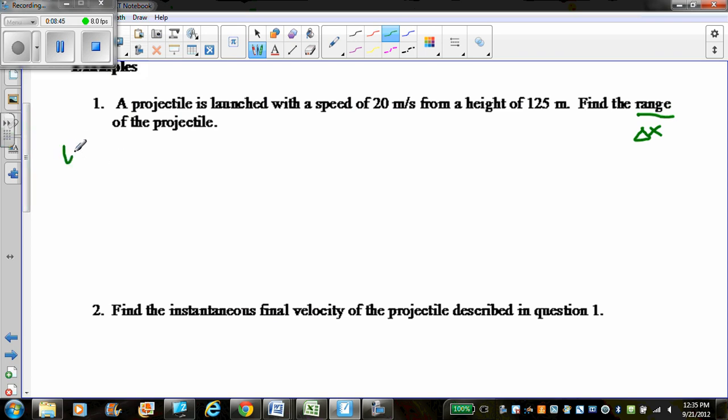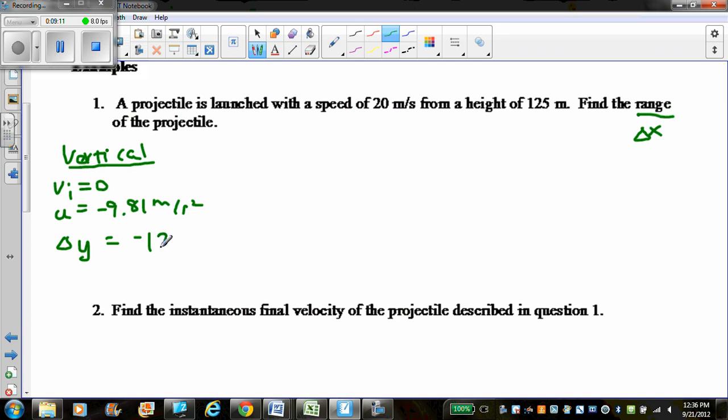In the vertical direction, here's what I know. The initial velocity is 0. The acceleration is negative 9.81 meters per second squared. And what I'm going to be able to use is the height. The change in height is negative 125 meters because it ends up below where it starts. I'm going to use this information to find the time that the object is in the air.